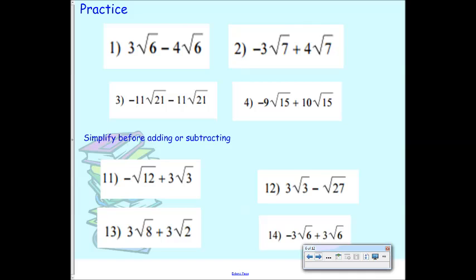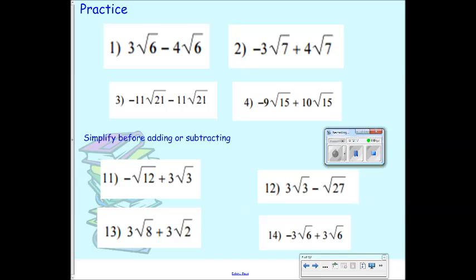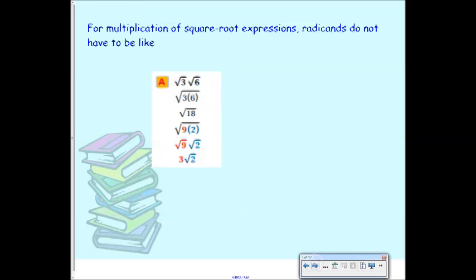All right, so with multiplying, the same rules do not apply. You do not need like terms, so you can multiply anything you want together. The rules are just you multiply whatever is outside the radical by whatever else is outside the radical, and whatever is in the radical by whatever is in the radical. So for instance, here, I've got radical 3 times radical 6. Those are both inside the radical, so I multiply them and I get radical 18.